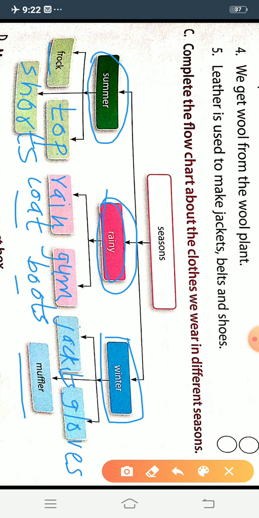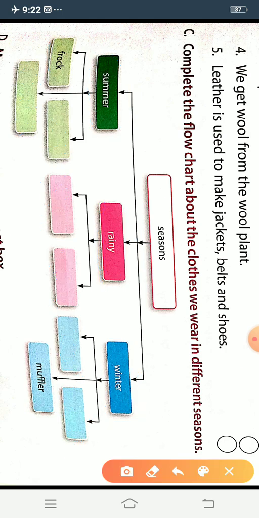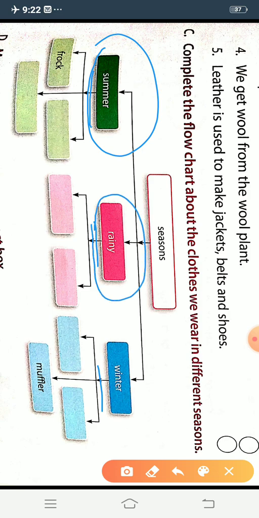See, there are 3 seasons given here: summer, rainy season and winter season. In summer season we wear cotton clothes to protect ourselves from heat. In rainy season we wear raincoats and gum boots, and also use umbrella to keep ourselves dry. And in winter we wear, what do we wear in winter? We wear woolen clothes to protect ourselves from cold.